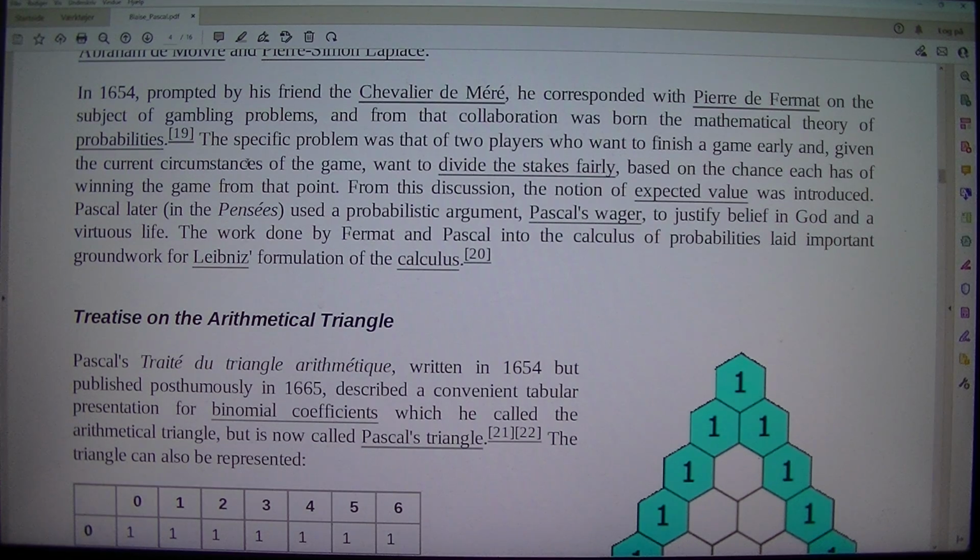19. The specific problem was that of 2 players who want to finish a game early and, given the current circumstances of the game, want to divide the stakes fairly, based on the chance each has of winning the game from that point. From this discussion, the notion of expected value was introduced.